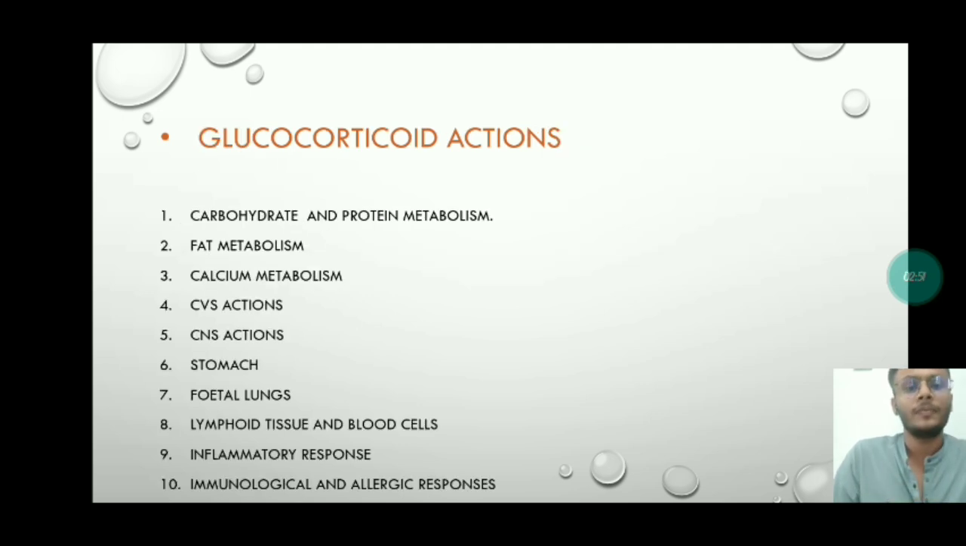Let's see the actions of glucocorticoids. Glucocorticoids have a various range of actions. So the first action is on carbohydrate and protein metabolism. Glucocorticoid stimulates gluconeogenesis in the liver, inhibits the peripheral tissue from using the glucose in the blood, and causes hyperglycemia. And in protein metabolism, it causes mobilization of protein from the periphery.